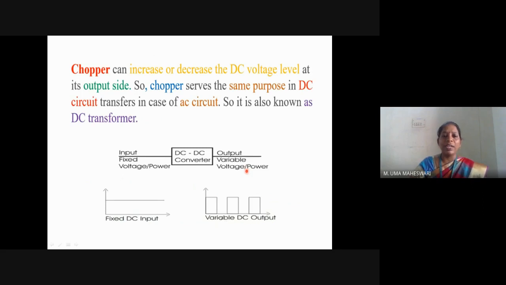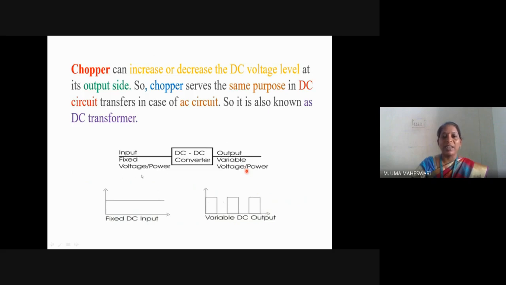Now, we have the different types of choppers: step down chopper and step up chopper. So here the chopper can increase or decrease the DC voltage level at the output end. The chopper which is used to convert the voltage from a lower value to higher value is known as step up chopper. The step down chopper is also possible. This output voltage can also be stepped down. Such a chopper is known as step down chopper.